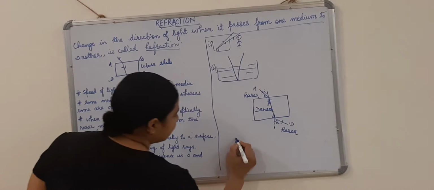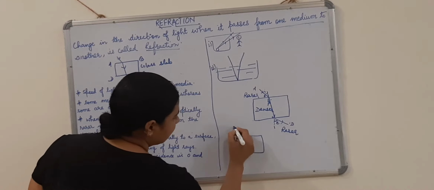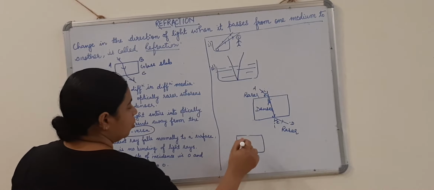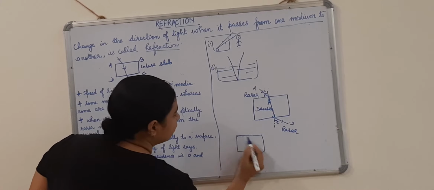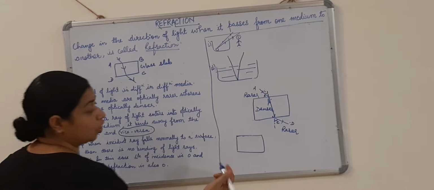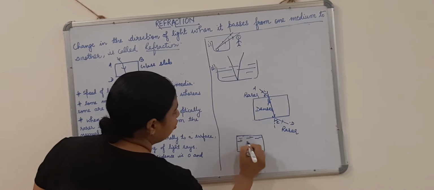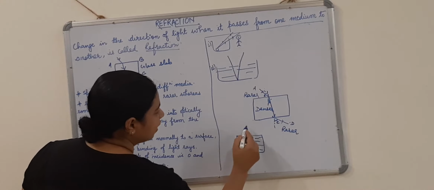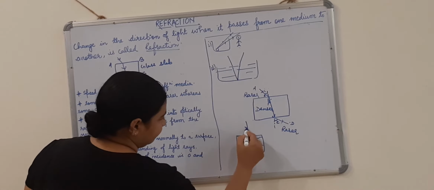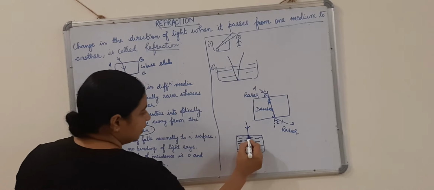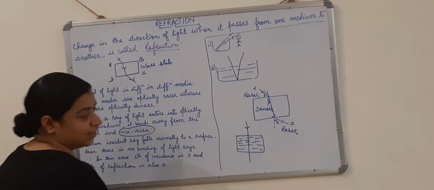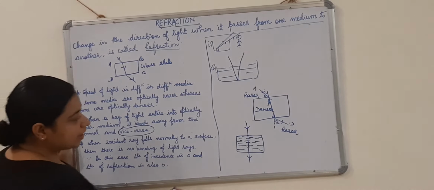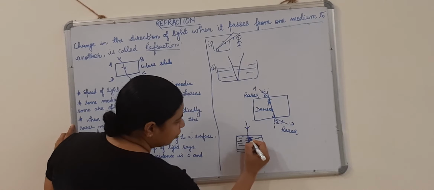Now, if the incident ray is not falling obliquely on this glass slab, or at the interface of two media, suppose it is a water tank or something like this, if the ray of light is not falling obliquely at the interface of two media, if it falls normally, then what will happen? There won't be any refraction of light. What is the reason for not having refraction in this case? Because it is falling normally.